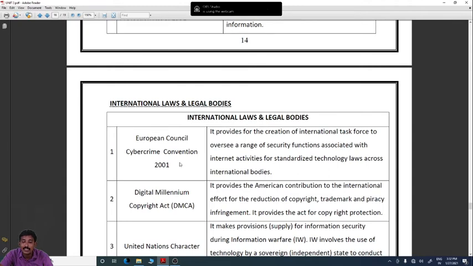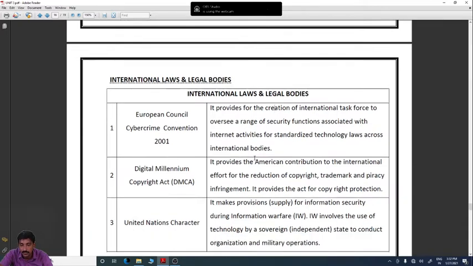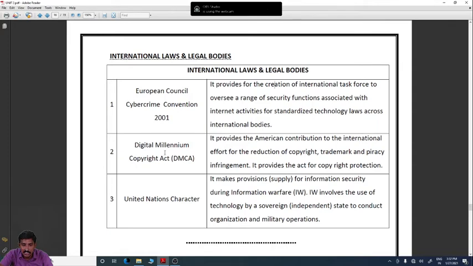The next one is International Laws and Legal Bodies. There are some councils that provide different security principles and security standards. One is the European Council Computer Crime Convention of 2001. This body provides for the creation of an international task force to oversee the range of security functions associated with internet activities, for standard technology laws across international policies. It means that it defines a set of standards to provide security functionality related to your internet activities.